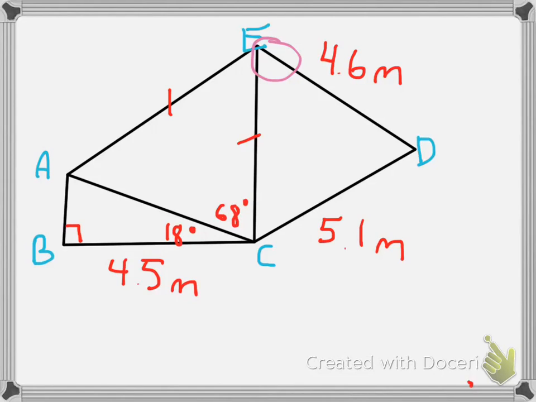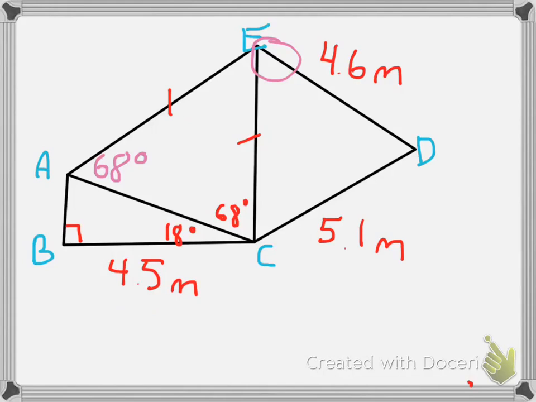The first thing that we have to do is look for whatever is given to us. We know that these sides are the same because of the line there, so it's an isosceles triangle, and since those two sides are the same, this angle is also 68 degrees. But we can't really figure anything out about this triangle without this side, so we have to find it, and we use 18 degrees and 4.5 meters to find it.